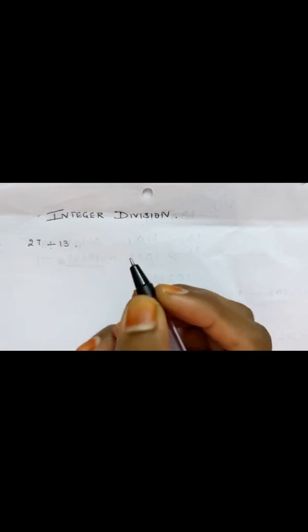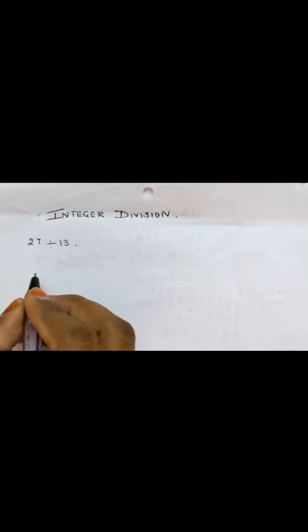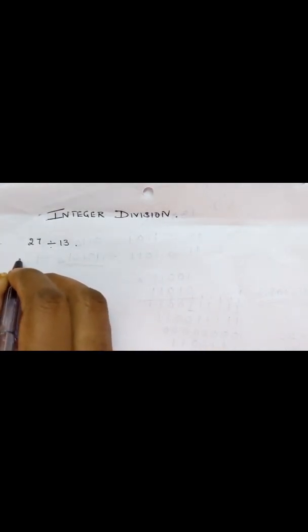In this video, we are going to learn about integer division. Before going into detail, we need to know the division of binary numbers by hand. For that, we are going to start with an example: 27 divided by 13. We need to take the binary of 27 and 13.